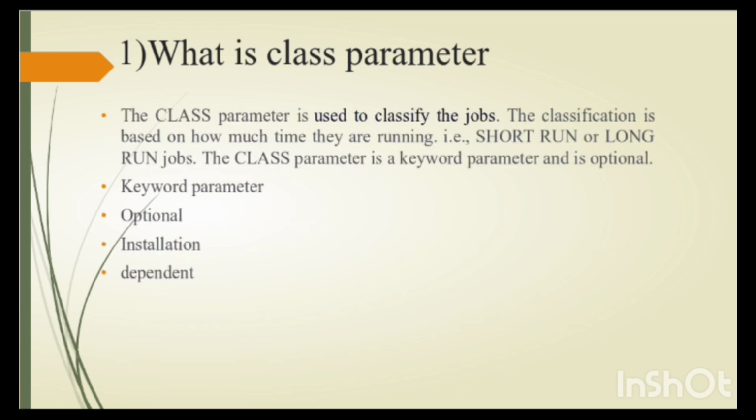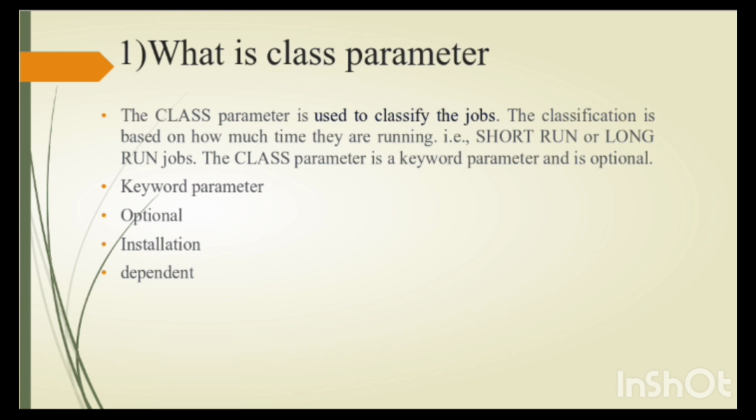The class parameter is used to classify the job. The classification is based on how much time the jobs run, like short-run or long-run jobs. The class parameter is a keyword parameter and is optional. These different classes represent different types of jobs and, depending on the installation, describe job characteristics like CPU time usage and other resource constraints. The nature of jobs, that is short running CPU time, or long running with large resources, depends on those characteristics.